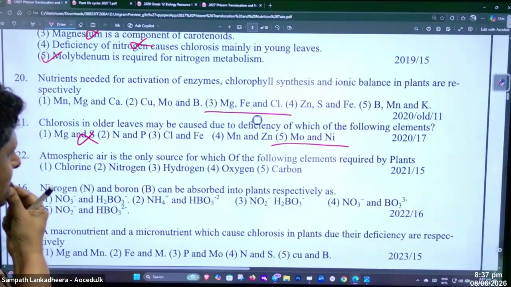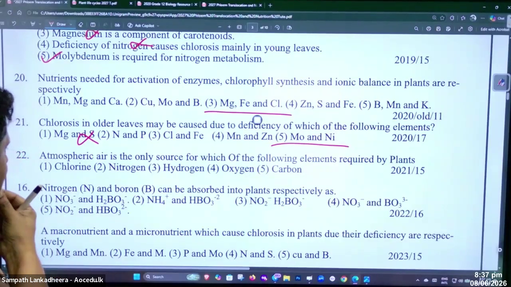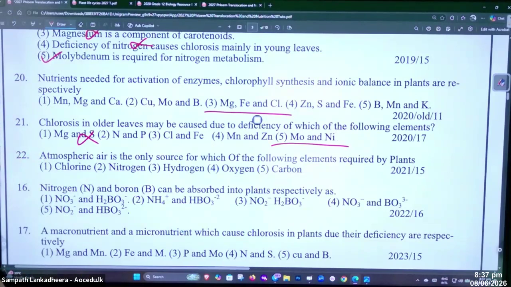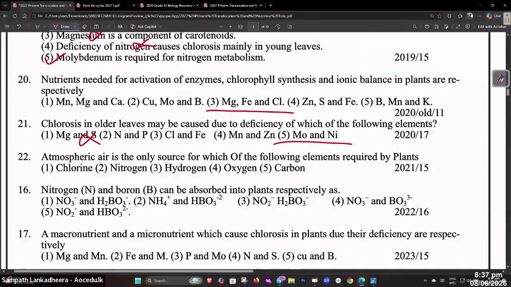And then: atmospheric air is the only source for which of the following elements required by plants? What do you take? Carbon and oxygen, we can take the atmosphere as the only source.